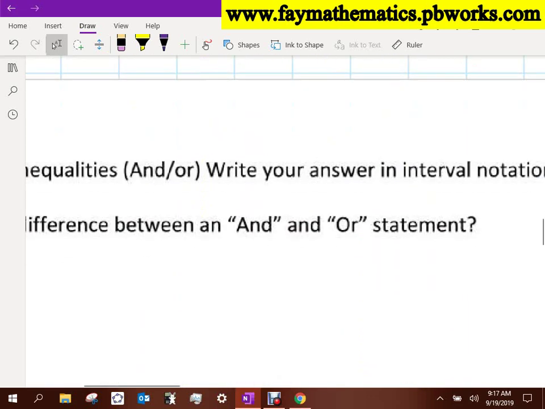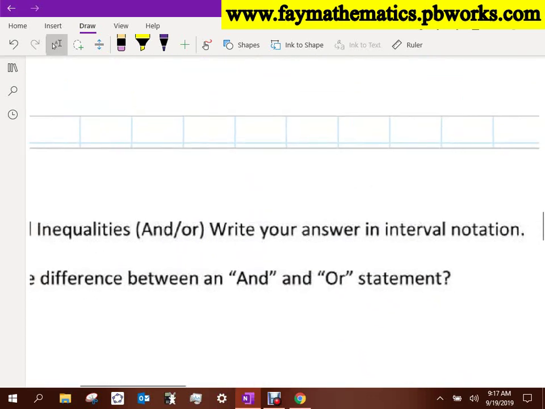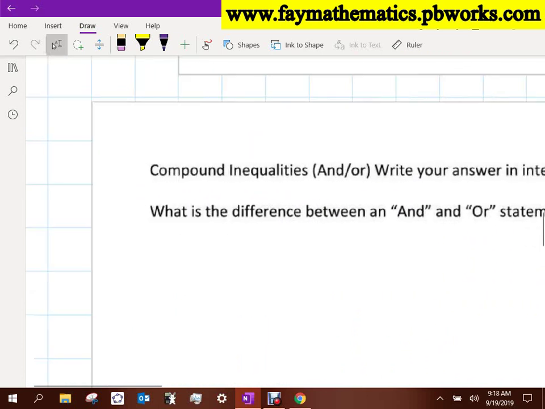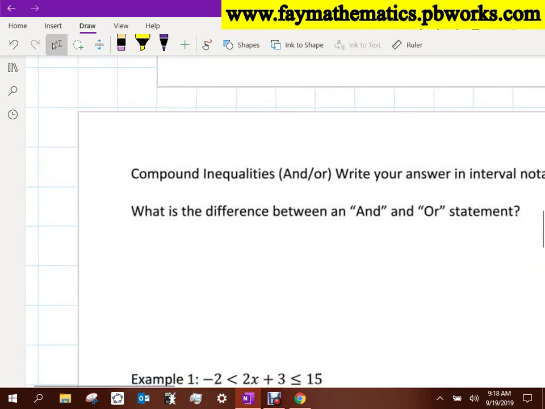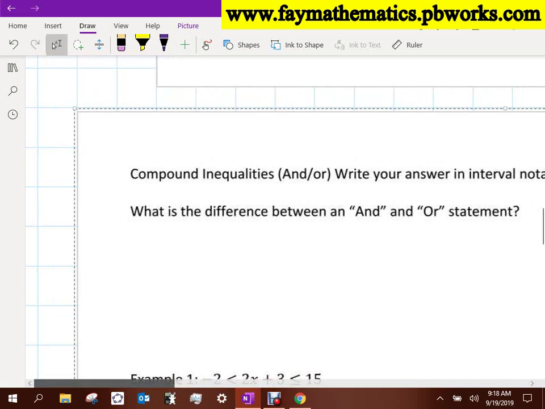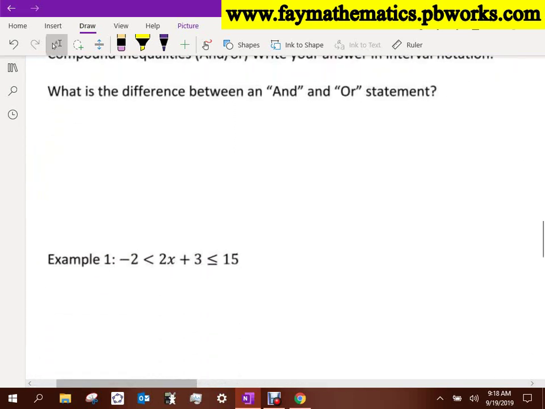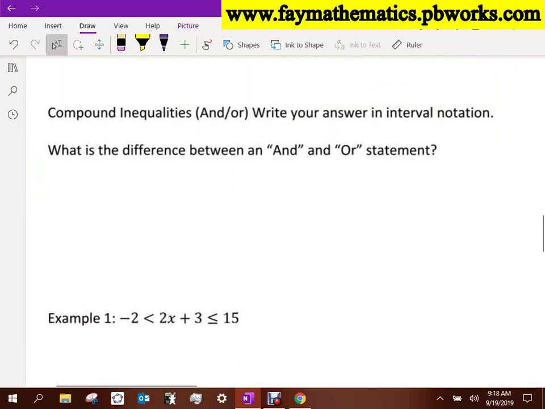Okay. Let's jump to what Blaze is asking about. They're compound inequalities. Compound meaning multiple, right? A compound word is a word made up of 2 words, right? So a compound inequality is an inequality made up of 2 inequalities.